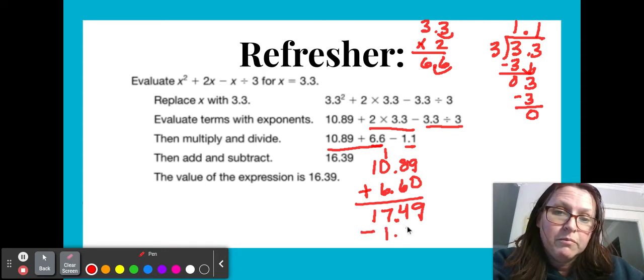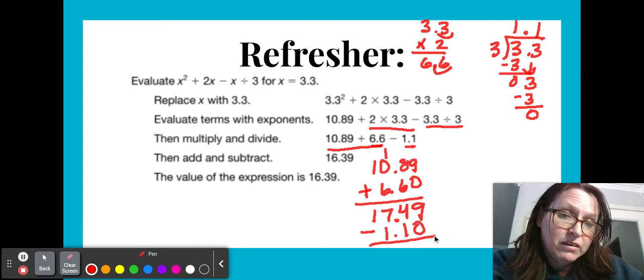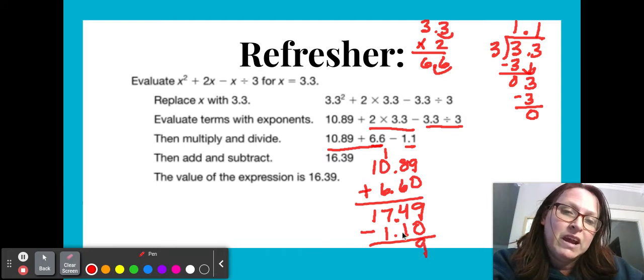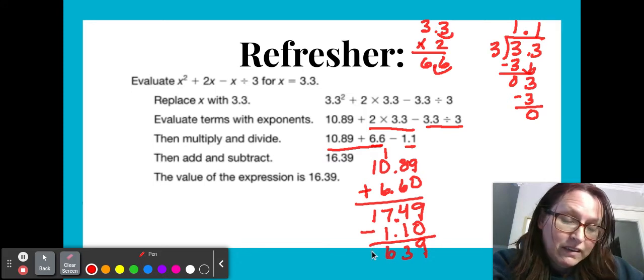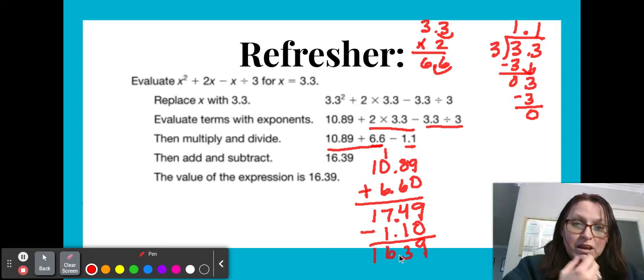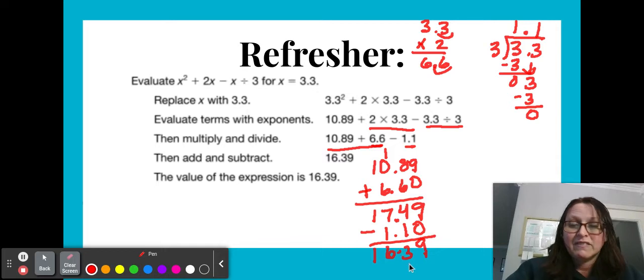So minus 1.1, put my placeholder here. 9 minus 0 is 9. 4 minus 1 is 3. 17 minus 1, or 7 minus 1 is 6, and 1 minus nothing is 1. Bring my decimal down, and I have 16.39.